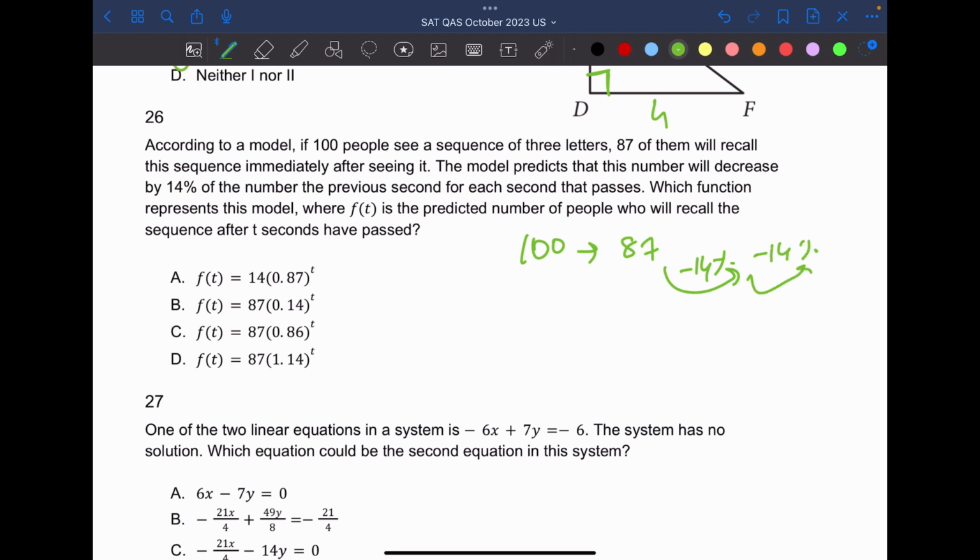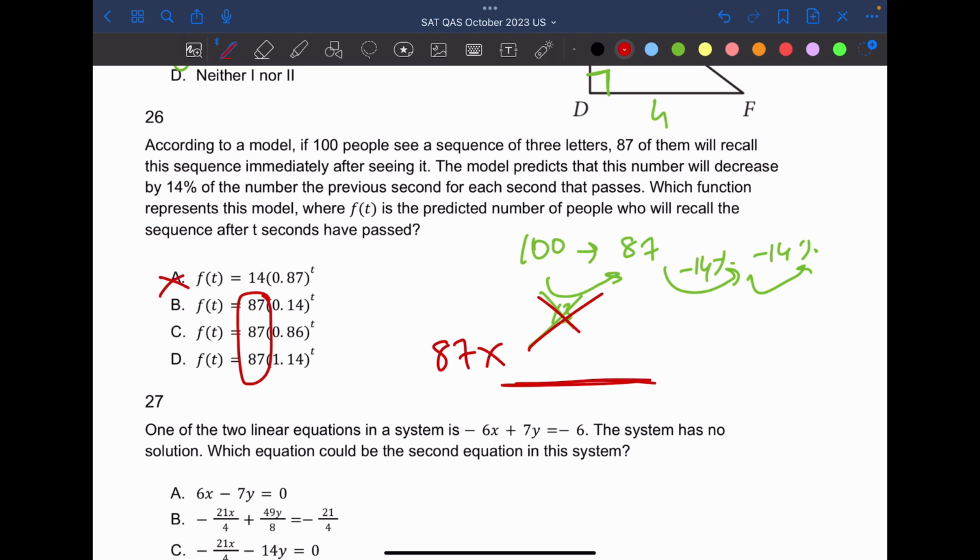Okay, and then it says, which function represents this model, where f of t is the predicted number of people who will recall the sequence after t seconds have passed. Okay, so first, we know that you go from 100 to 87, so right off the start, the 13 that we subtracted don't really count for anything. You can kind of think of them as people who were just there, who weren't concentrating, who didn't focus, and they don't even count for the survey. So we start off with 87 as the number that we are multiplying something else with. So A must be wrong.